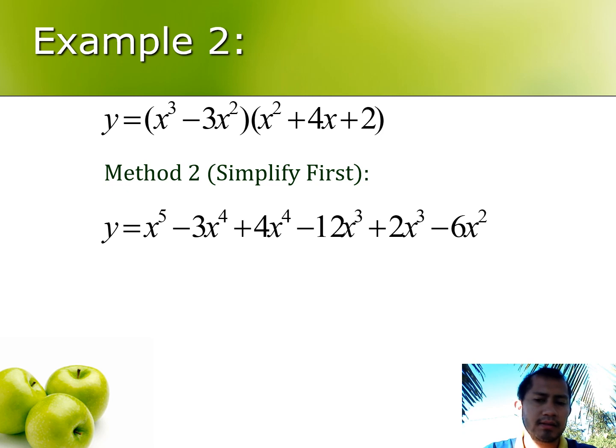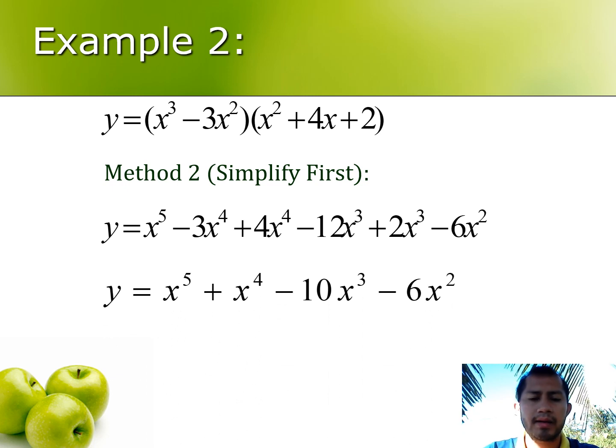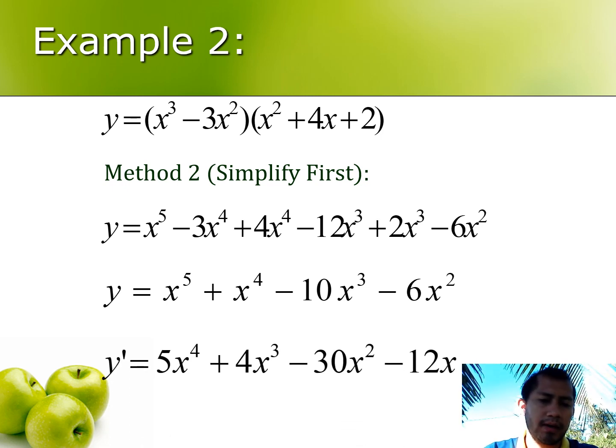So, simplify first. After multiplying the two quantities, here is the result: y is equal to x to the fifth minus 3x to the fourth plus 4x to the fourth minus 12x cubed plus 2x cubed minus 6x squared. Combining like terms, the result is y is equal to x to the fifth plus x to the fourth minus 10x cubed minus 6x squared. Finally, getting the derivative of it, the result is y prime is equal to 5x to the fourth plus 4x cubed minus 30x squared minus 12x.